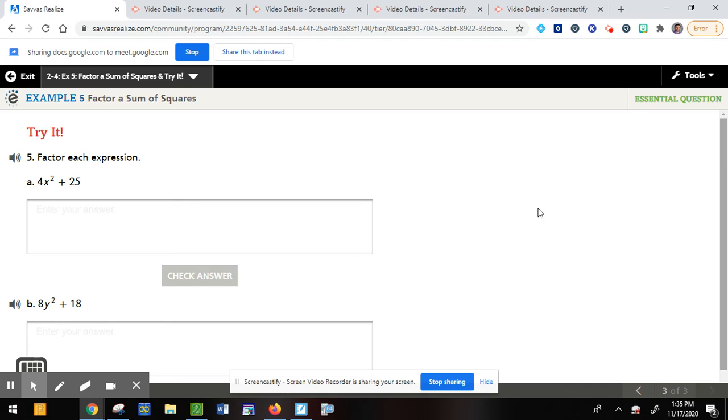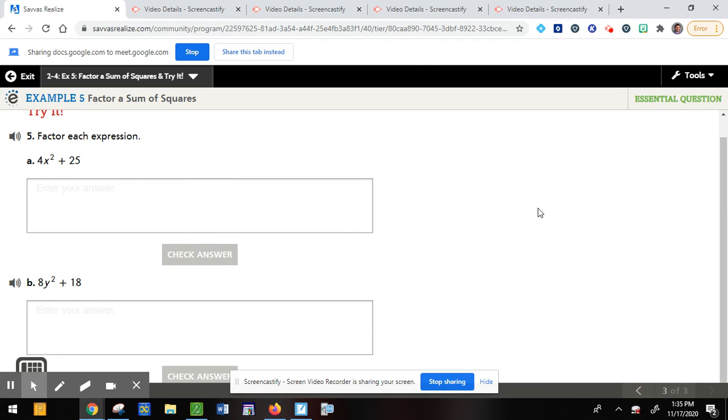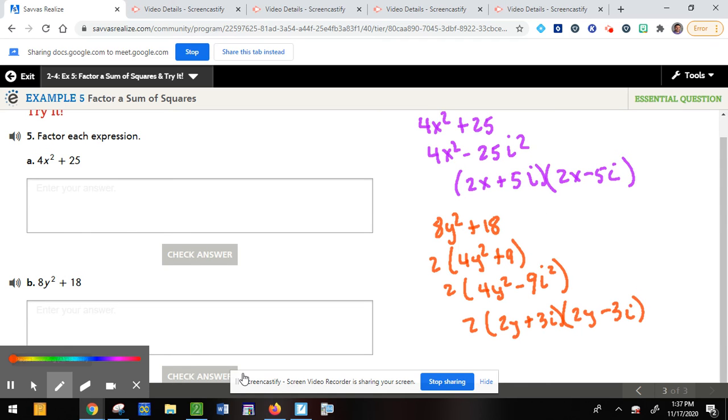All right, let's try a couple of these together. Try a couple of these, pause it, and then come back and I'll explain it. So for part A in purple, you have 4x squared plus 25. We're going to change plus 25 into minus 25i squared. The minus 25i squared, you can now take a square root of it. So you're going to end up with 2x plus 5i and 2x minus 5i.